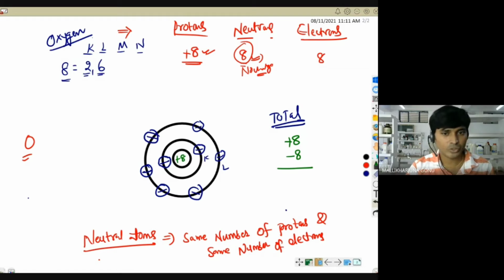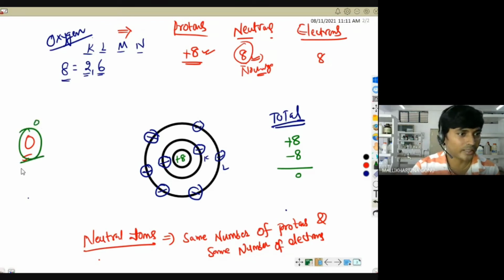Plus 8 minus 8 means what? That is 0 only. So the charge on the oxygen is 0. What is the charge on this oxygen? 0. No charge is there.